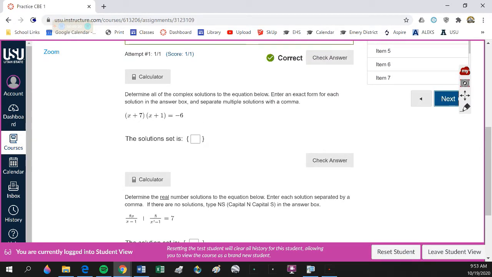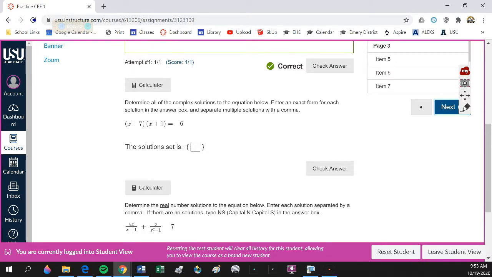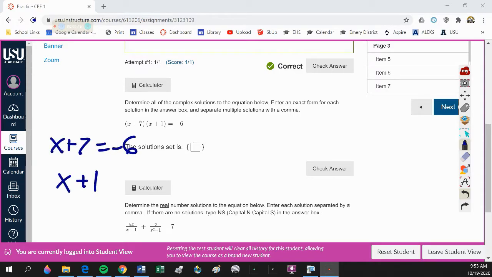Okay. Determine all of the complex solutions to the equation below. Can I say x plus 7 is equal to negative 6 and x plus 1 is equal to negative 6? No, that only works if the answer is 0. Okay, if the answer is a 6, that's not true. What do I need to do?